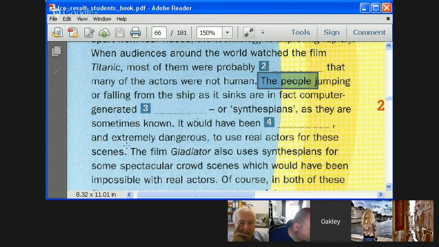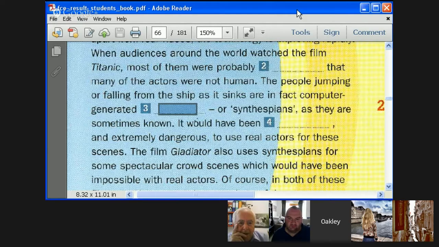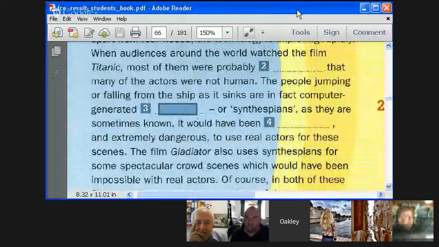Okay. Your root word is act. In fact, computer generated... No, say it, act. Things are in fact computer generated. Act. You want some help from your classmate? Okay. Anybody else in class? Activity. I think it's a noun. Actors. I think it's a noun.